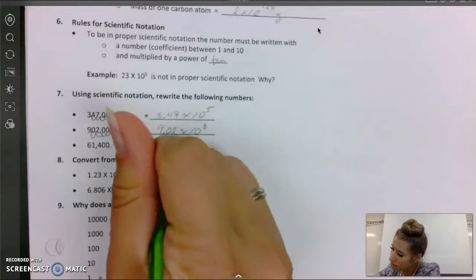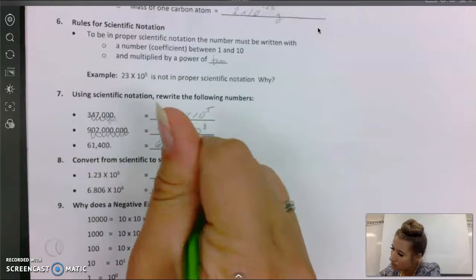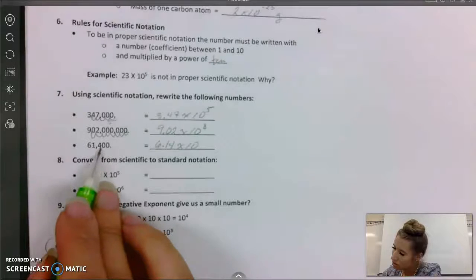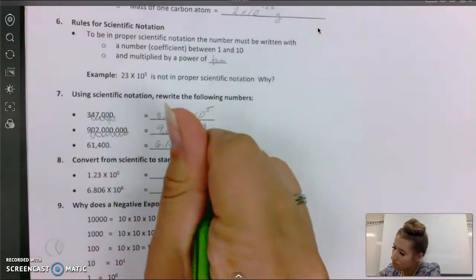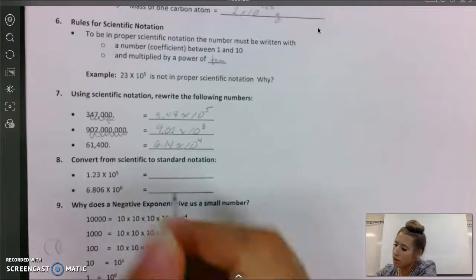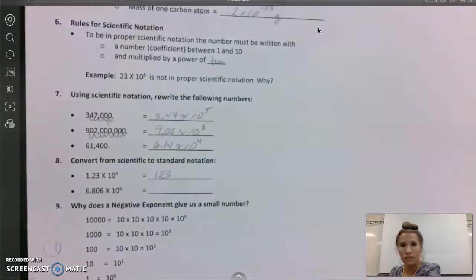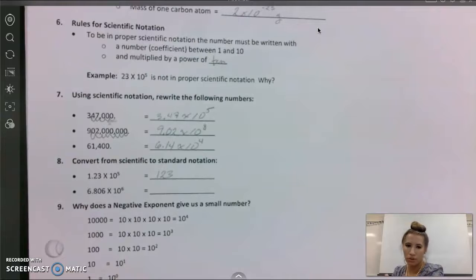And then this last one, we have 6.14 times 10 to the 4. Okay, now we're going in the opposite direction. We're going from scientific notation to standard notation. Okay, so we have 1, 2, 3. But how many zeros, and in which direction?